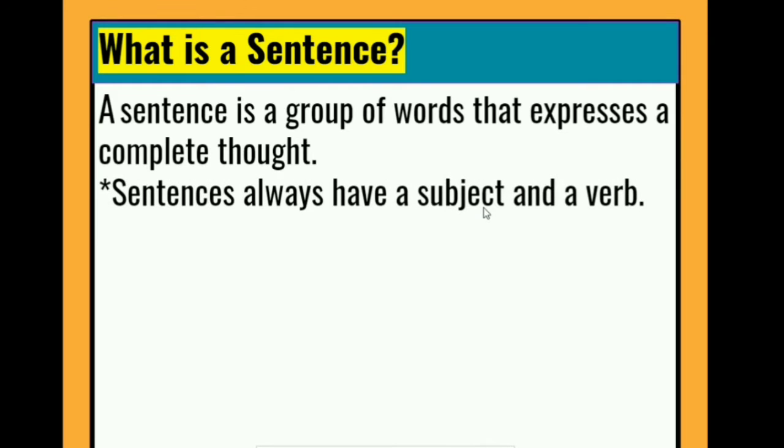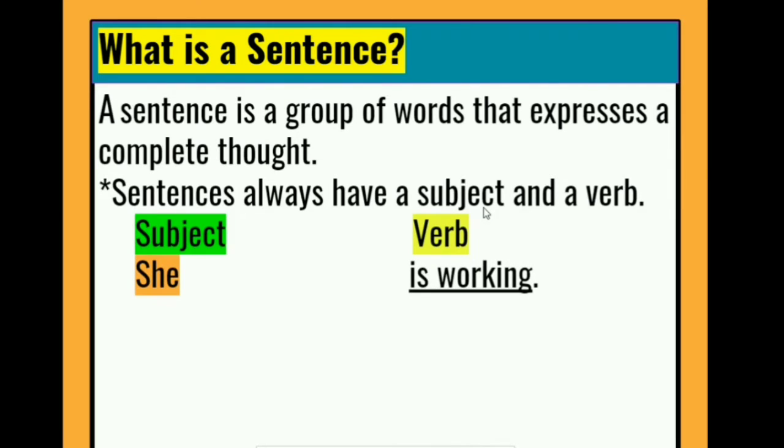Sentences always have a subject and a verb. And usually, a sentence does end with either a full stop or an exclamation mark or a question mark. Usually, a sentence has a subject and a verb. Let us take an example. She is working. She is the subject and is working is the verb in this sentence.